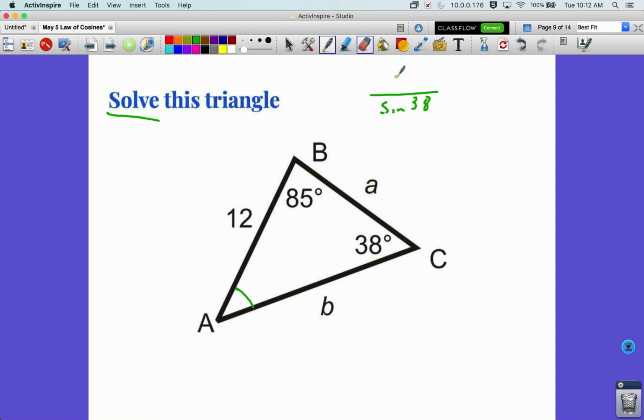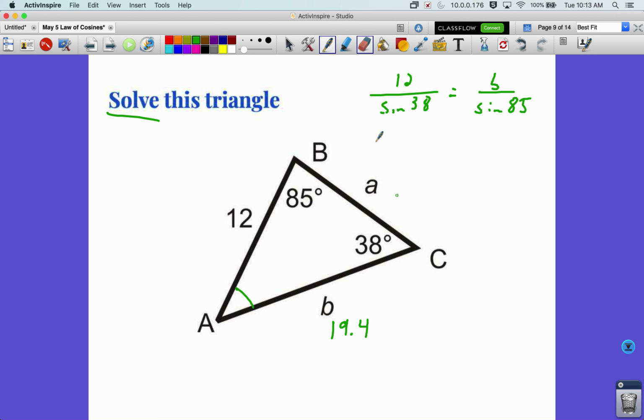So 12 over sine of 38 equals B over sine of 85. So sine of 85 times 12 divided by sine of 38 gives me that B is 19.4. But now we can't do law of sines because we don't have one of the 2 opposite pieces of information. So we've got to do law of cosines to find one of these.